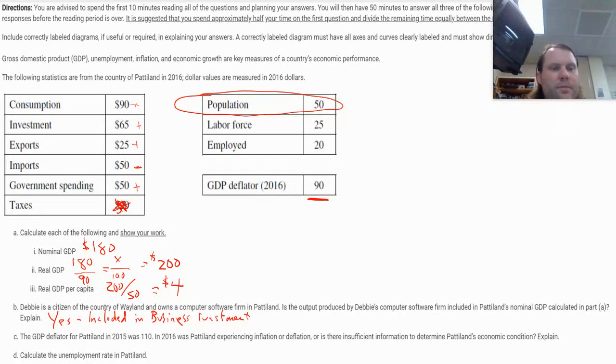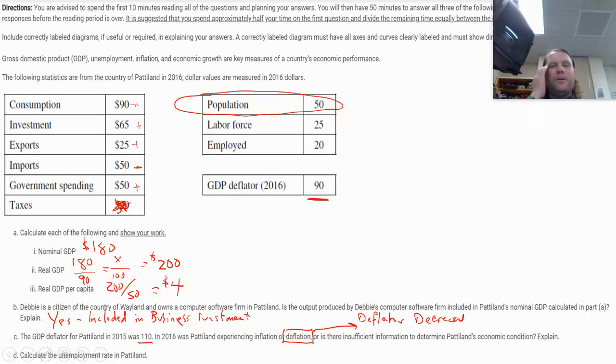The GDP deflator for Paddyland in 2015 was 110. It didn't give us the original base year, but we do know the base year was 100. We know that all the time. It does say the deflator in 2015 was 110. So in 2016, our deflator was 90. Were we experiencing inflation, deflation, or do we not have enough information? Deflation. Our GDP deflator went down.